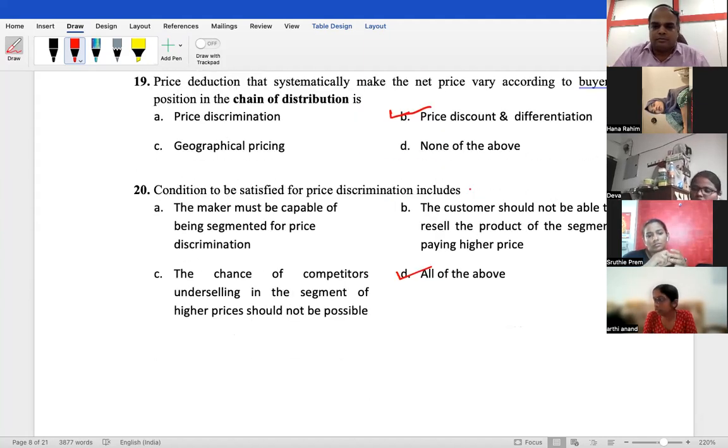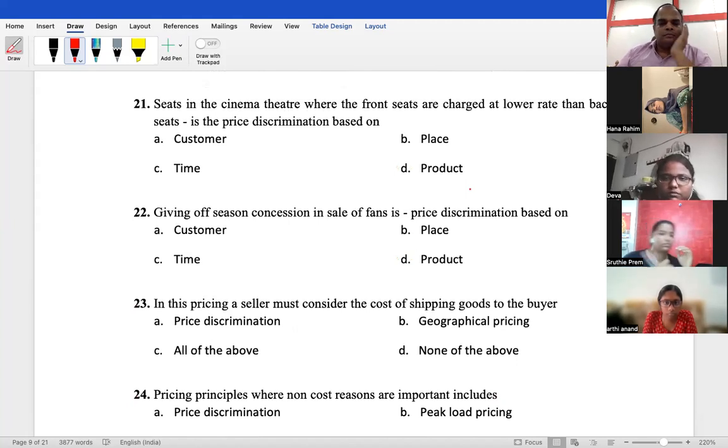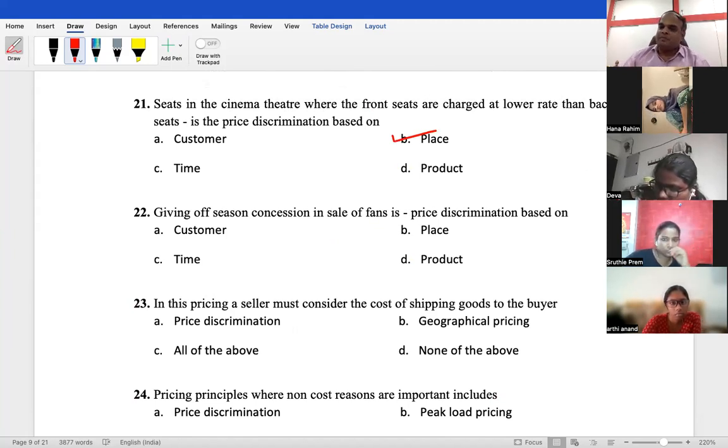Seats in the cinema theatre where the front seats are charged at a lower rate than back seats is price discrimination based on: A, customer, B, place, C, time, D, product. B, place. Based on place, yes. Next. Giving off-season concession in sale of fans is price discrimination based on customer, place, time, product. Time, yes.